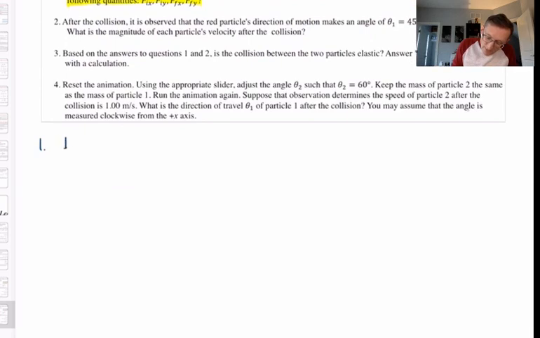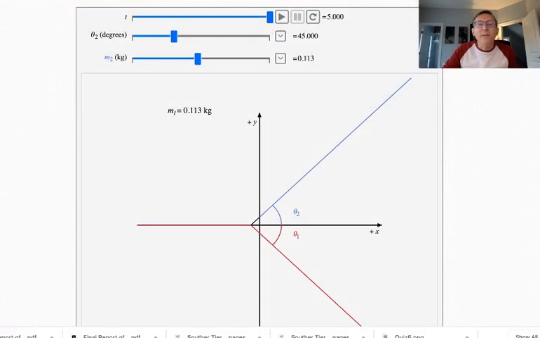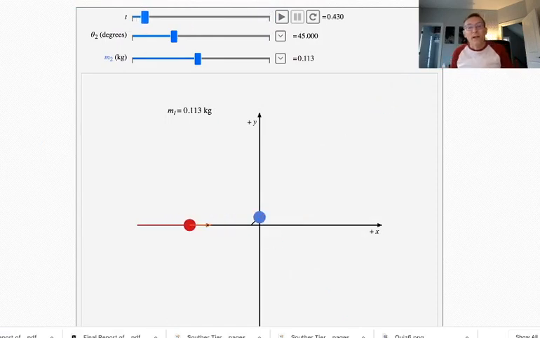Let's start with capital P initial x. Might be helpful to be reminded of what's happening in the initial situation. Let me drag the time slider back to before the collision, like that. Okay? Particle 2, that's the one in blue, is at rest. It has no momentum whatsoever. Particle 1 is traveling with a velocity in the plus x direction, so it has an x momentum, mass times that velocity right there.